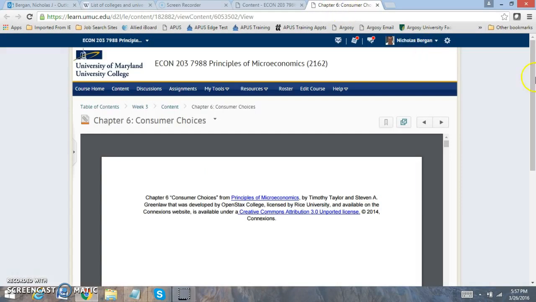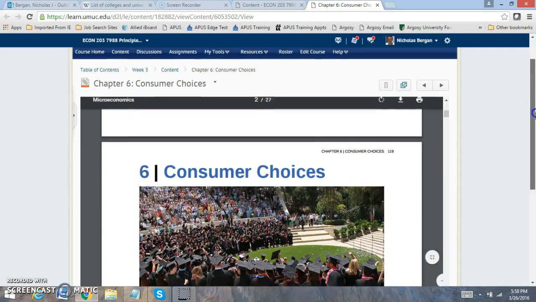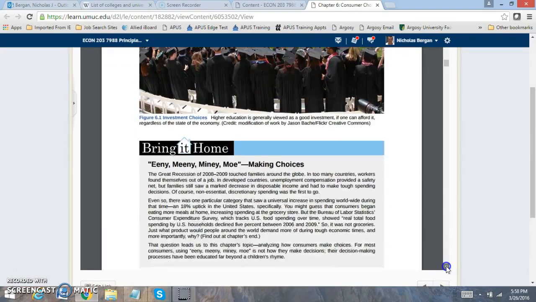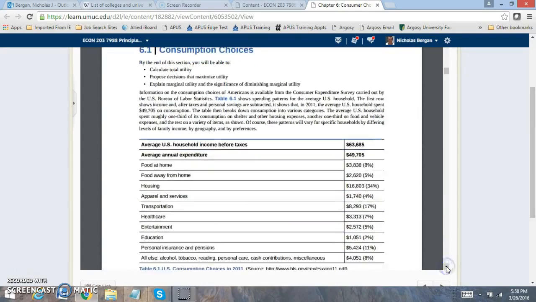Now, let's go over Chapter 6 this week. We look at consumer choice. It's probably a very interesting concept, because when you look at consumer choice, you're trying to look at where consumers will want to maximize their behavior. And consumers have many options when they maximize their behavior. The first thing we want to look at with maximization is how to calculate total utility, how to look at maximizing utility, and how to explain diminishing marginal utility.